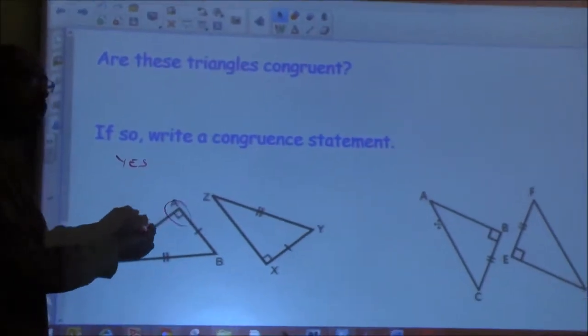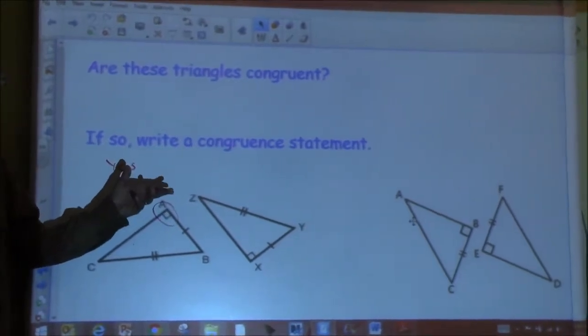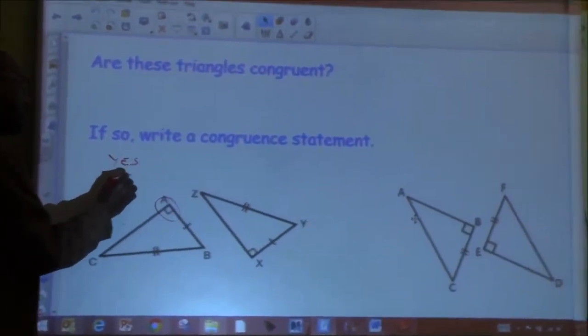Hey, how do you know when it's HL? There's only one way it could be HL. You have to have a right angle. So maybe you see one of these. If you're not sure, go ahead and guess. HL.